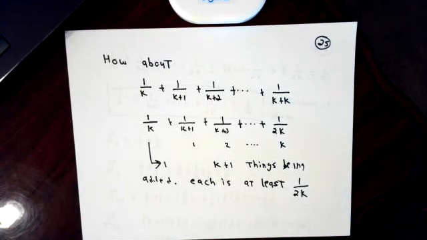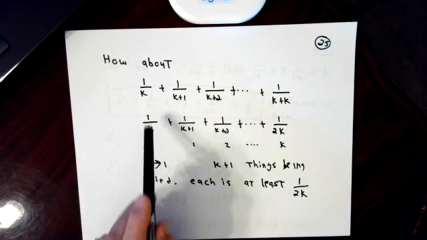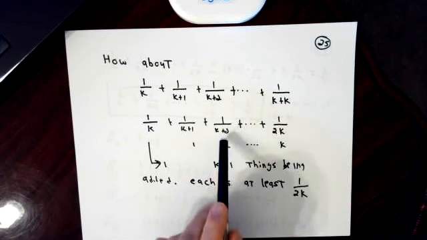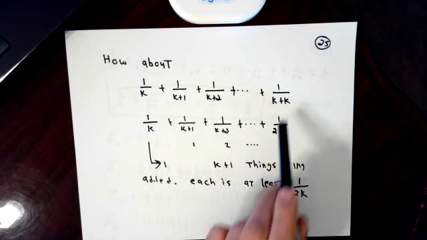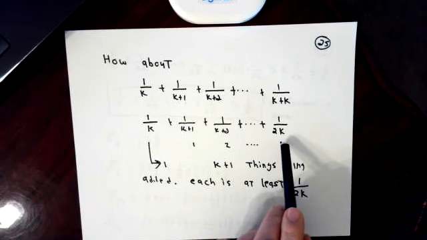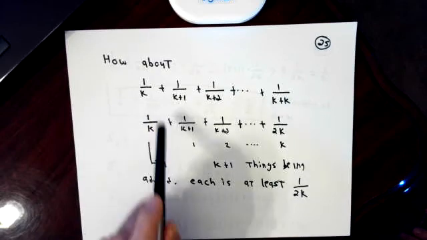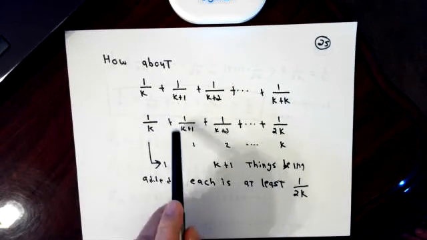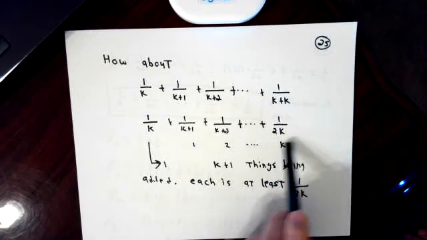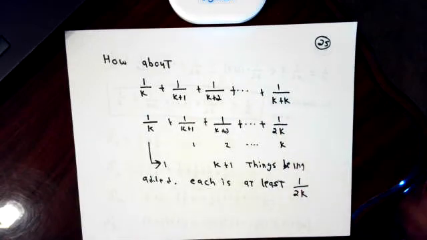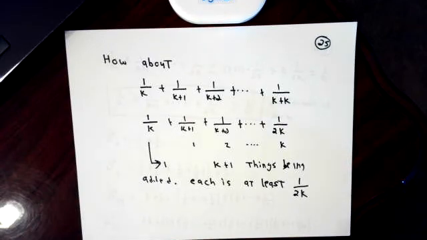On the other hand, say k was 5 or something. 1 over 5 plus 1 over 6 plus 1 over 7, 1 over 8, 1 over 9, 1 over 10, which is 2 times 5. The biggest number is the first one. The next biggest one is the next one. The one at the end is the smallest one. So I'm going to be adding up k plus 1 numbers. Each one of those numbers is at least that big, is at least 1 over 2 times k.